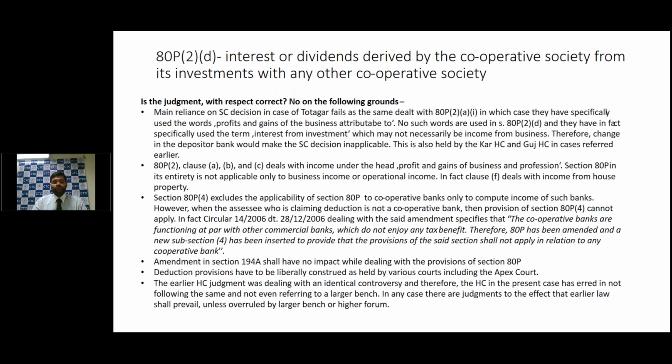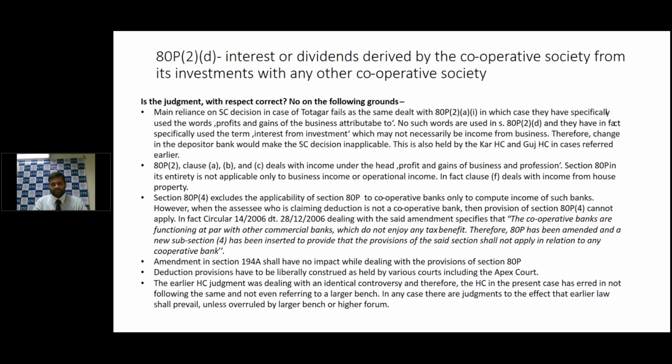Thirdly, they have said that 80P(4) is sufficient to exclude cooperative banks from 80P(2)(d) because 80P(4) uses the term in relation to. It is with respect submitted that 80P(4) has been enshrined in the Act only to deny deductions to a cooperative bank. It is not to deny deductions which a person derives from a cooperative bank. 80P(4) applies only to an assessee who is a cooperative bank and not to an assessee who derives income from a cooperative bank.